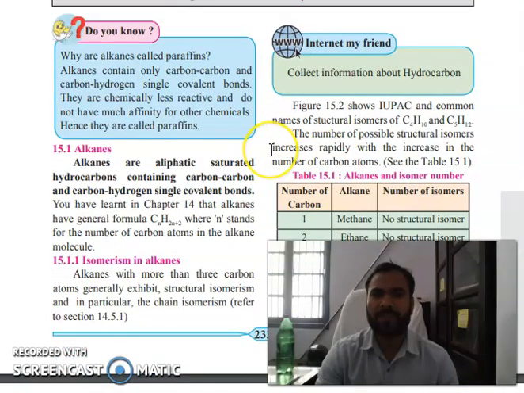Now friends, you know the alkanes. Alkanes are aliphatic saturated hydrocarbons containing carbon-carbon and carbon-hydrogen single covalent bonds. General formula CnH2n+2. So why are hydrocarbons so important and why are they the starting point in organic chemistry? Because derivatives of hydrocarbons are all functional groups.